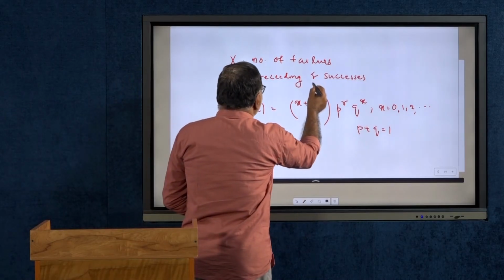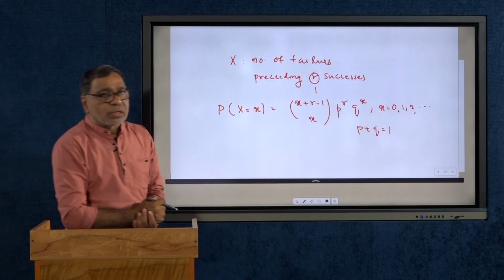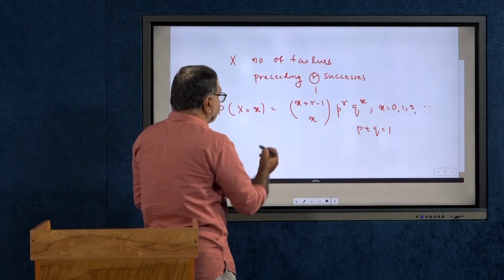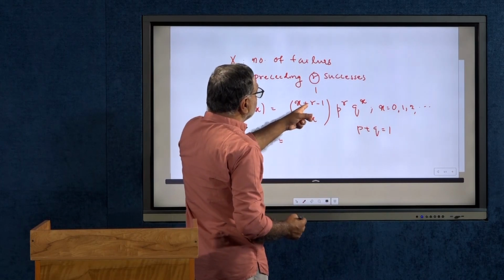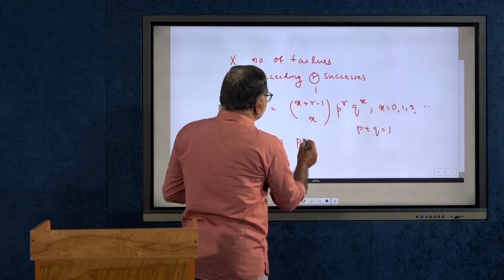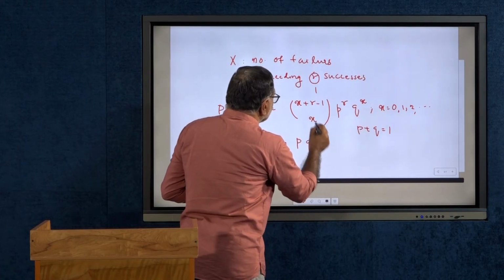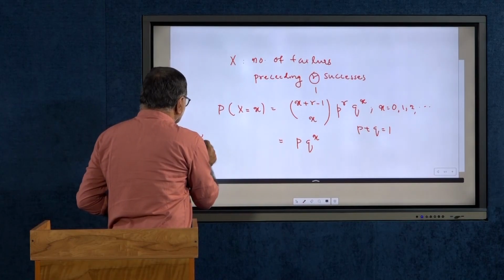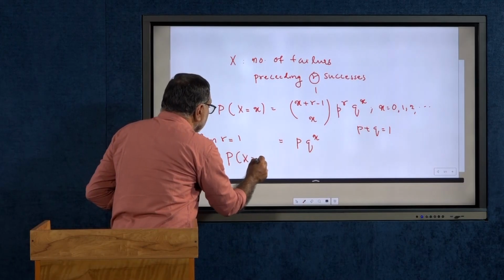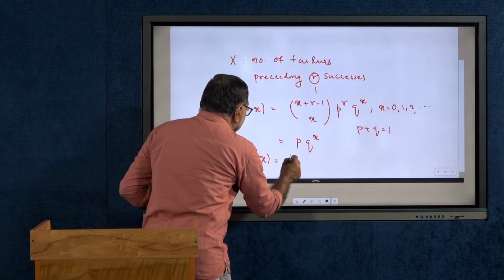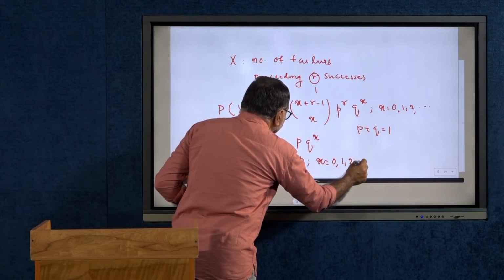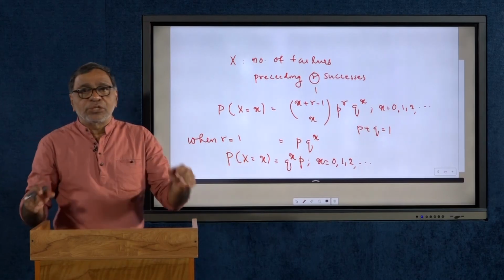Just think of r successes. Suppose r is equal to 1, what is the modification in this case? r equal to 1 means it is x, that is 1, so p power 1, that is p, q power x. So when r is equal to 1, the probability of X equal to x is nothing but q power x into p, where x is equal to 0, 1, 2, 3, etc. So this is our geometric distribution.